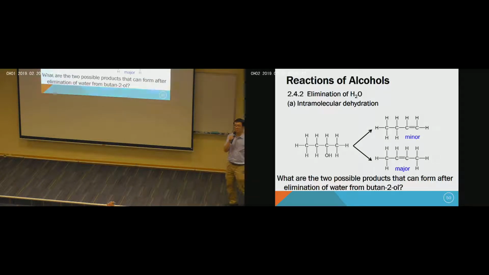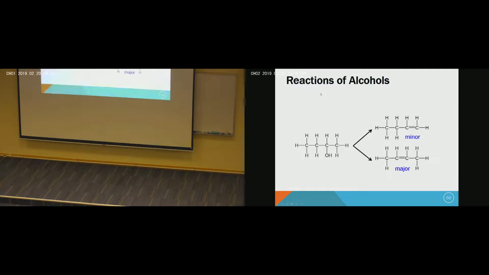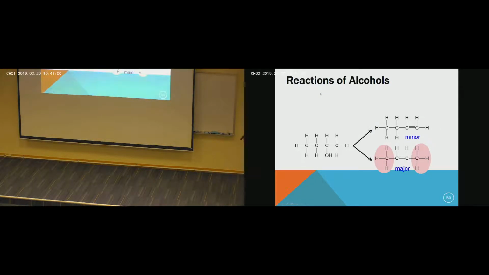What law is this? Or what rule is this? Zaitsev's rule, yes. So the major product is the one with more alkyl groups. Okay, I think on the screen it appears very light pink. For the minor product, it has only one alkyl group.